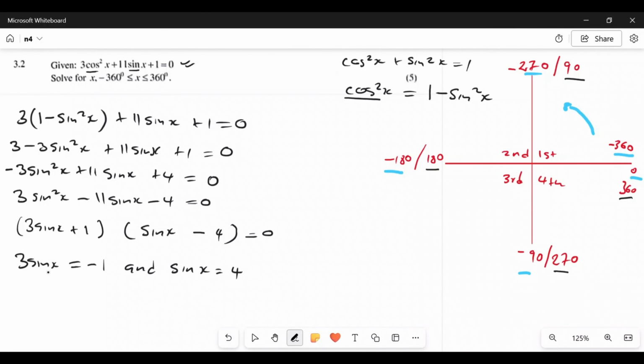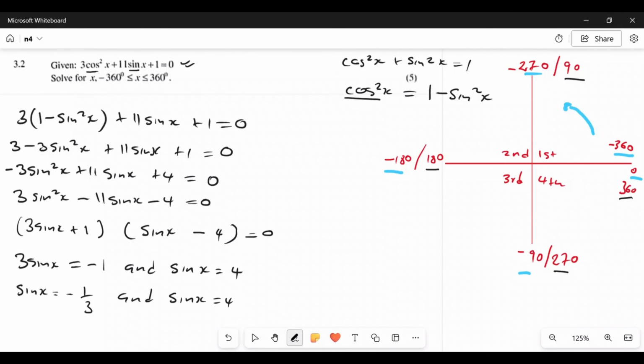Now if we continue and make sine the subject of the formula, we have to divide by 3 on this one here. If we divide by 3, we're going to be left with sine x equal to negative 1 over 3. And then the other one, it's fine. We have sine x equal to 4.